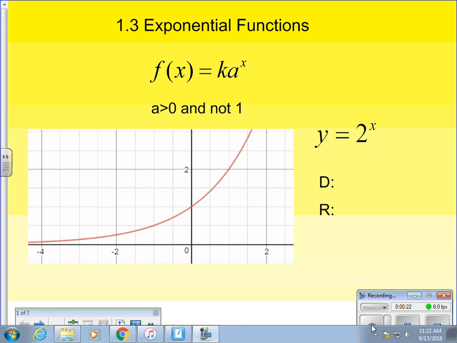The rules for exponential functions: it's a constant raised to the variable. It's exponential because the variable is in the exponent. The base has to be greater than 0. You cannot have a negative base raised to a power. It's not a function at that point. And it can't be 1, because 1 to any power is 1. So it's boring. That's why I don't do 1 to the x power. It's just 1, no matter what. So I don't do that.